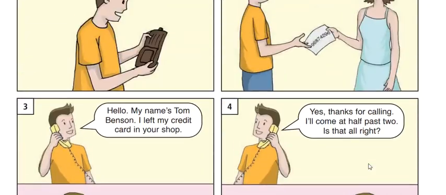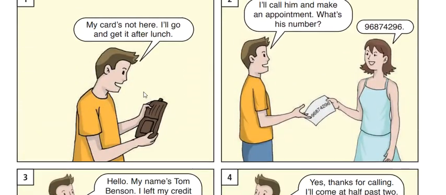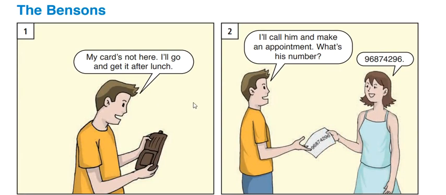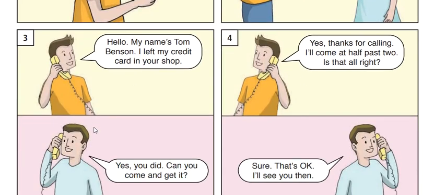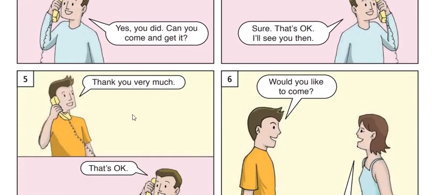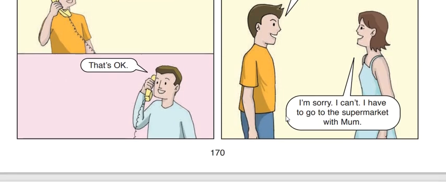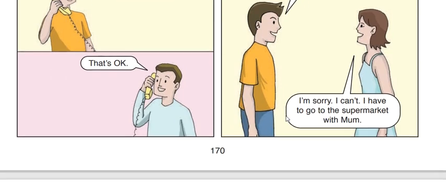Okay. Let's repeat this. Picture 1. Now it's time to read and it's your turn. Picture 2. Picture 3. Picture 4. Picture 5. Picture 6. And it's time to move to the next page.